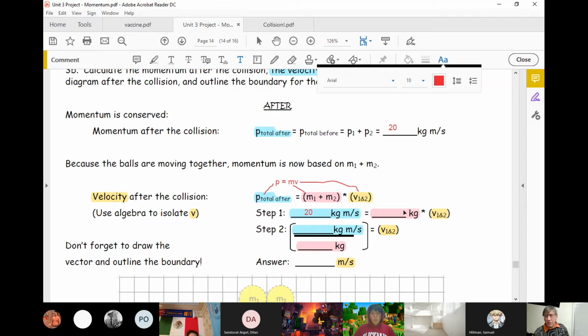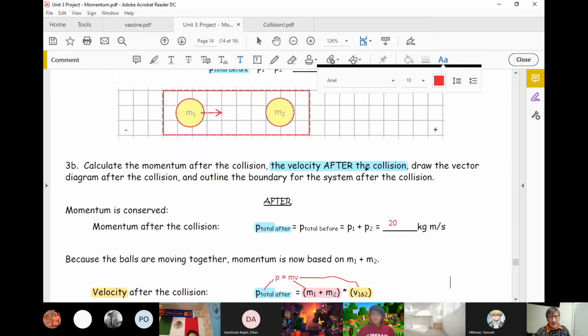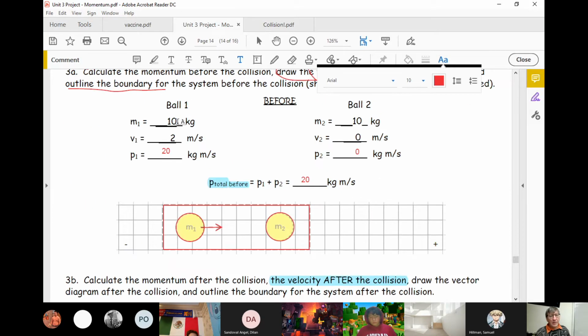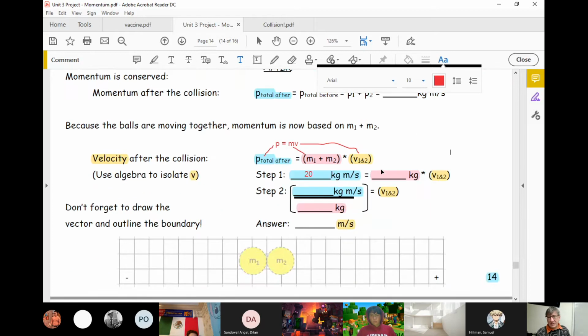P equals mv. Now what's the mass? The mass was the mass of the two balls combined now. So how heavy were they? They were both 10 kilograms. So my mass is also going to be 20, but this time it's their mass, not their momentum. Personally, if I had designed this question, I wouldn't have made these two numbers match, but that's okay.